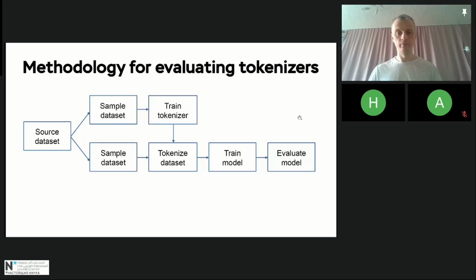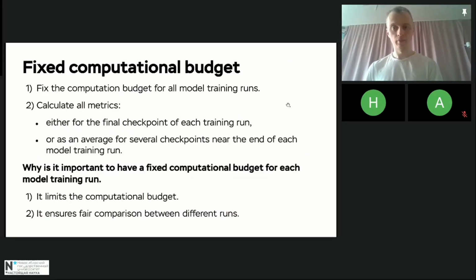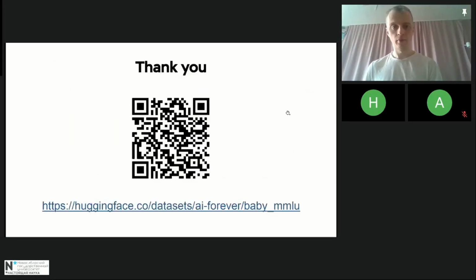Hello, thank you for your presentation. I would like to ask, is your best tokenizer available for open source? Can we use it? Could you repeat, please? Is your best tokenizer available for use in open source? Can we train a model?